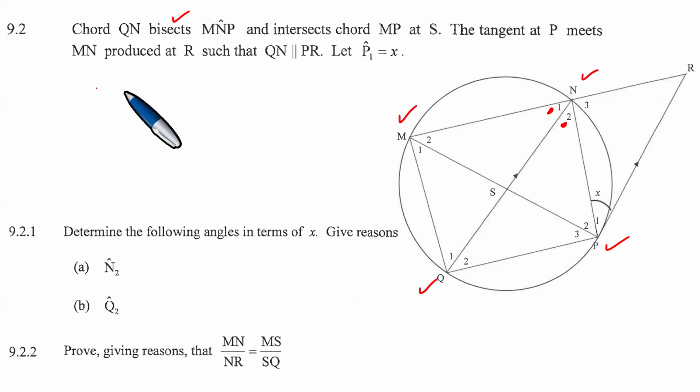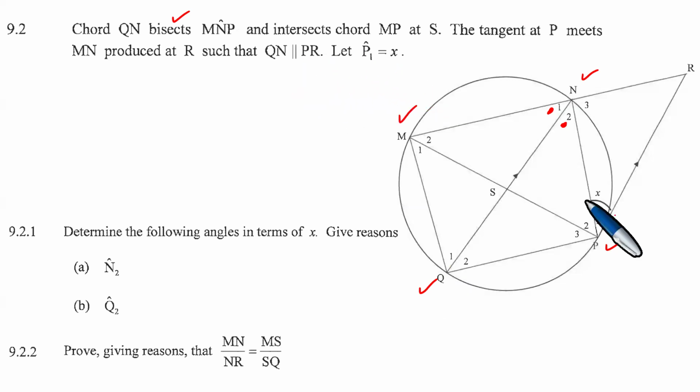The tangent at P meets MN produced at R. So in other words, they're dealing with a tangent here, such that QN is parallel to PR. Let's just check that one. So we have QN parallel to PR, and you can have all sorts of alternate angles and very good things coming out of the fact that you have parallel lines here.